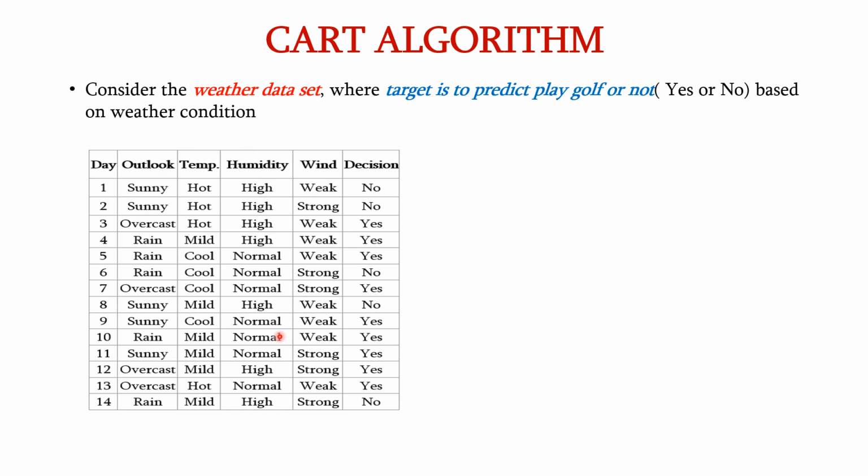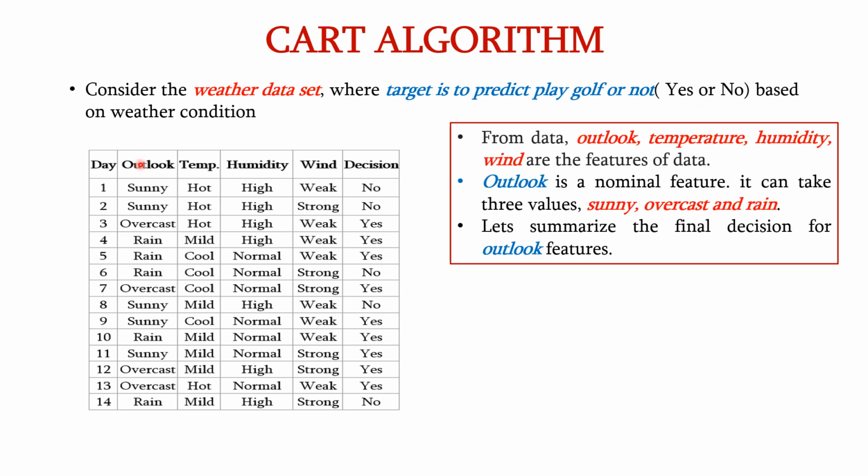In this dataset, we have a total of 14 instances, where the target is to predict whether to play golf or not based on the weather conditions. The weather conditions, outlook, temperature, humidity and wind, are the features of the data. Now let us apply the algorithm to each of these features.